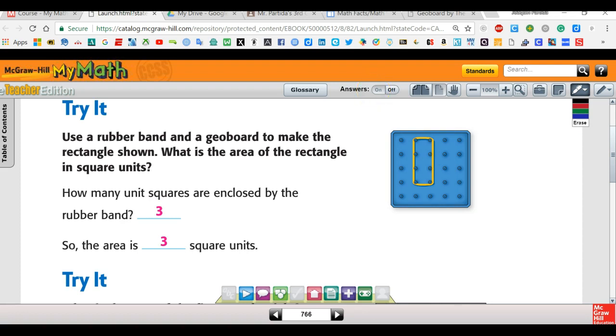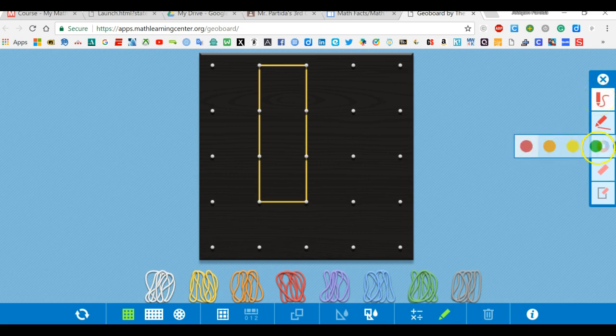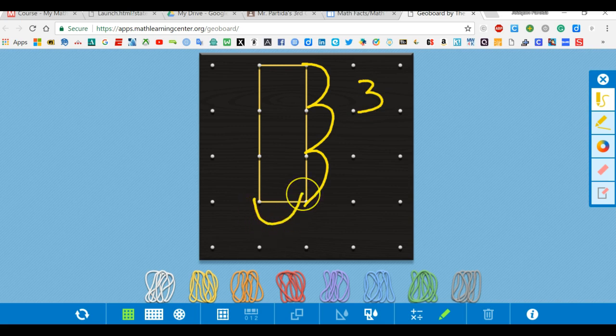Well, how do we know that? I'll go back to the Geoboard. We have 3 on this side. 1, 2, 3. And then the width is 1. And then 3 times 1 is 3. So the area would be 3 square units. Okay. So actually, we don't know if it's inches or what that is.